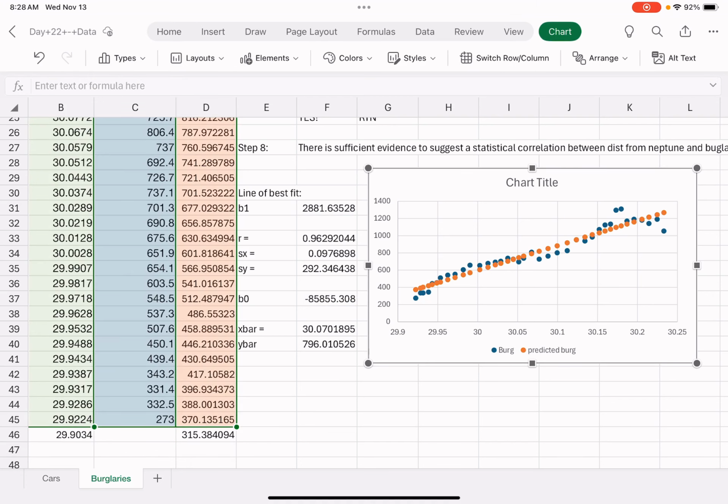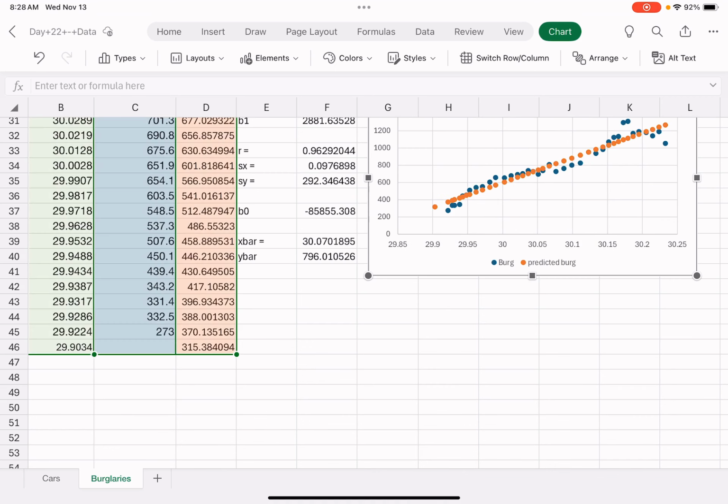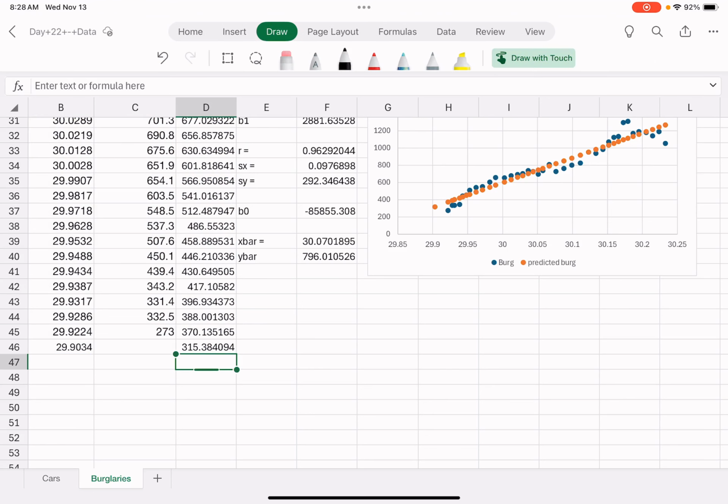Now I wonder if I can extend this. I wonder what happens if I go like that. That point right there, this point here, is my new point. It doesn't have a blue point associated with it. This is extrapolating. I've extrapolated beyond the range of data.